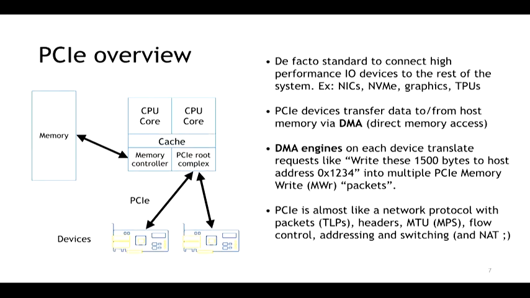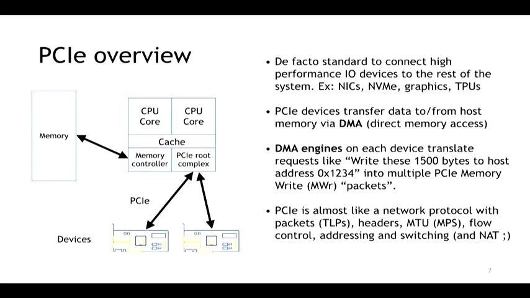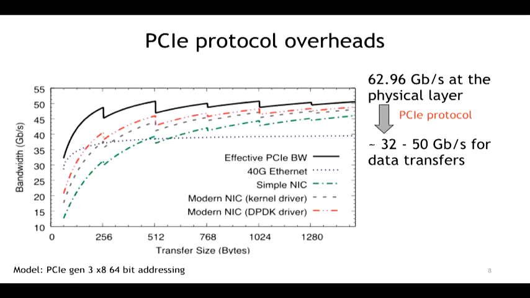Since this is a networking conference, PCI is almost like a network protocol. You have packets, which are called TLPs. These packets have headers. There's an MTU, which is called MPS, maximum payload size. There's flow control. There's addressing. There's switching, so you can have PCI switches. And there's even NAT, as we're going to see later in the talk. And being almost like a protocol, PCIe also has some overheads.